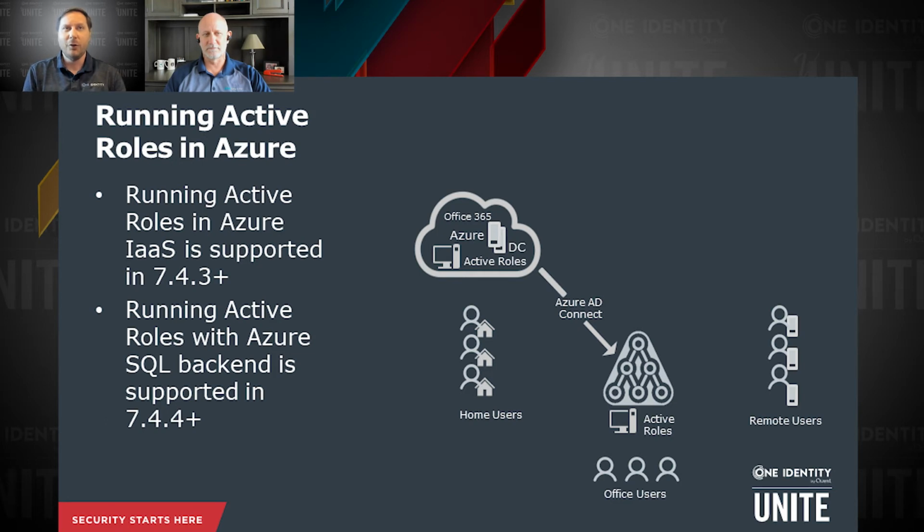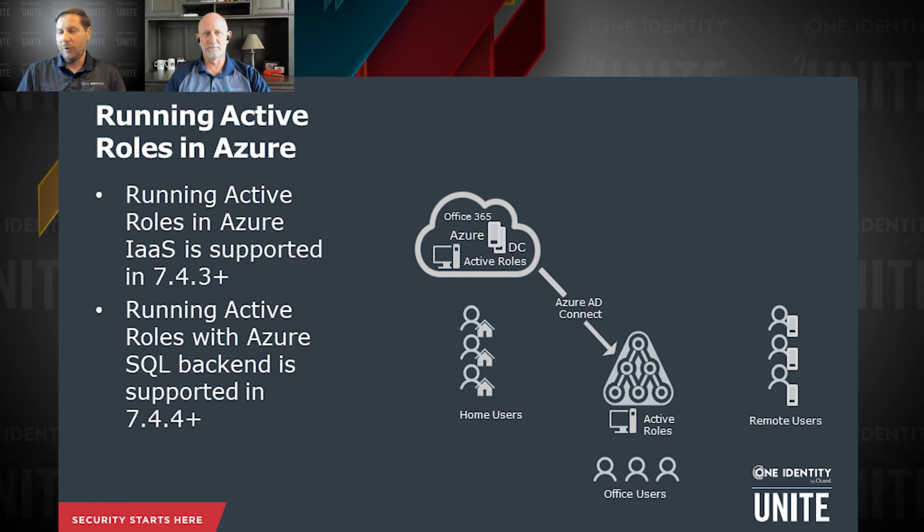So you can actually go in, create a VM, search in the list of VMs for Active Roles, and find a VM that has the Active Roles bits already ready to go and set out exactly the way we want. In version 7.44, we support using Azure SQL as the backend. Now, we support that both in a scenario where you're using Azure SQL on the backend, where the VM is running in Azure, or it can be running on-prem.